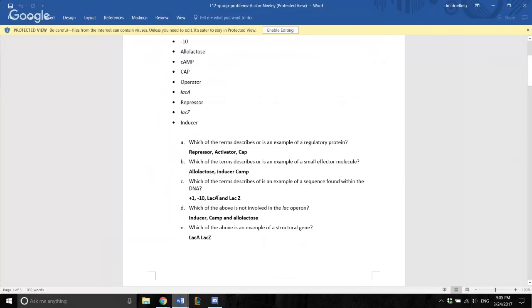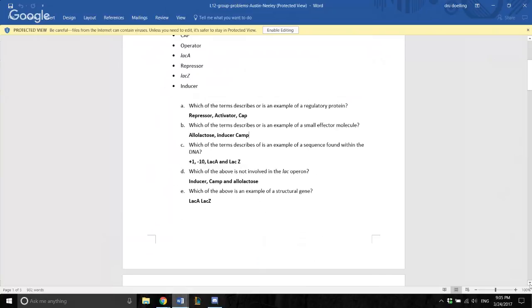Which of the following is not involved in the lac operon? That would be inducer, CAP, and allolactose. Which of the following is an example of a structural gene? Well, that would be lacA and lacZ. And it is your turn, Drew.